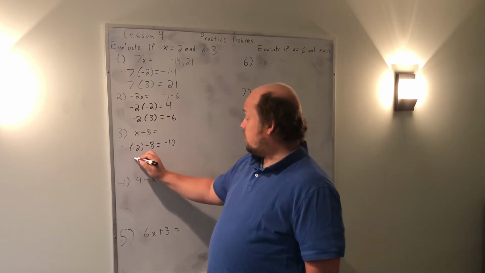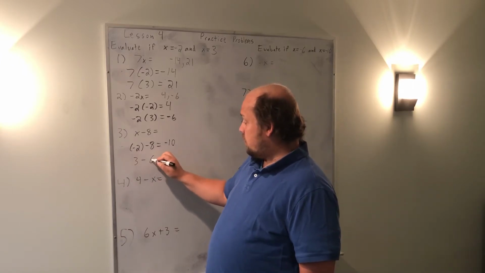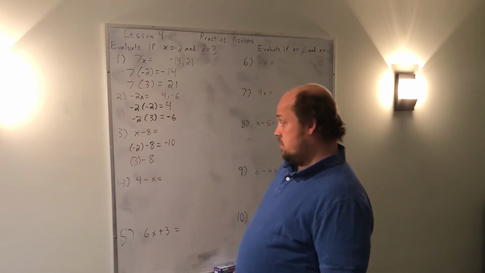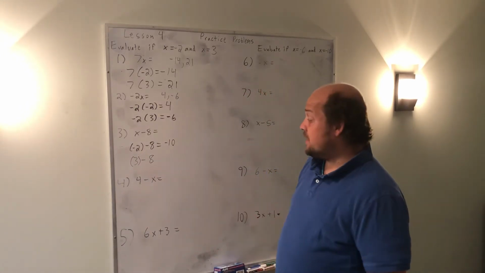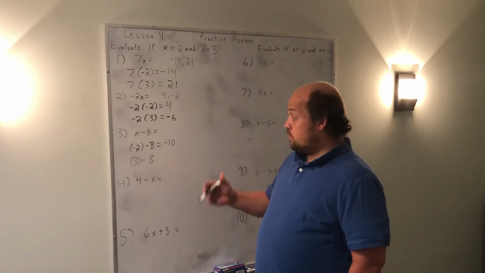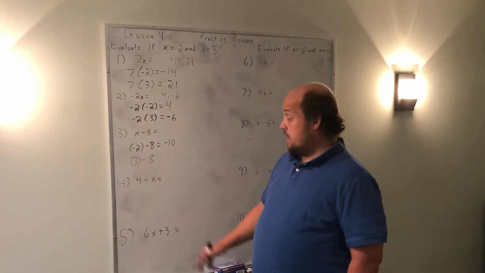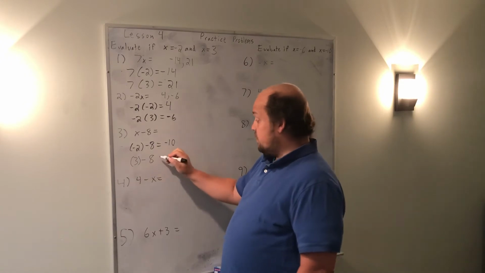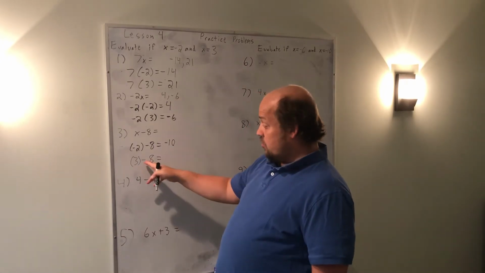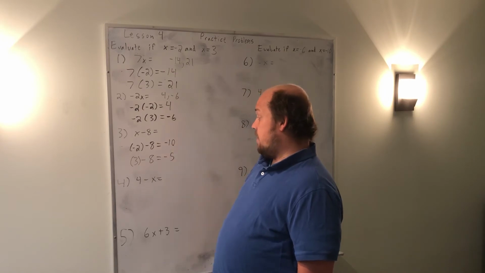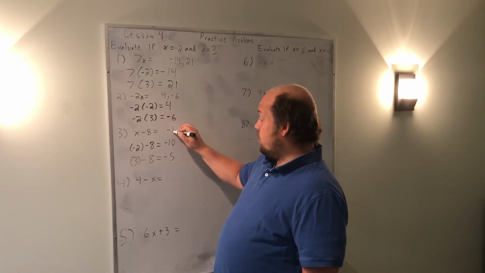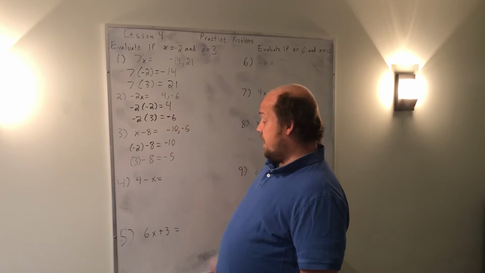When I plug in 3, I get 3 minus 8. Here we have different signs. When you're combining two things with different signs, you subtract and keep the larger sign. So 8 minus 3 gives me 5. Since 8's the larger number and it has the negative sign, I keep the negative with that 5. So my final answer here would be -10, comma, -5.